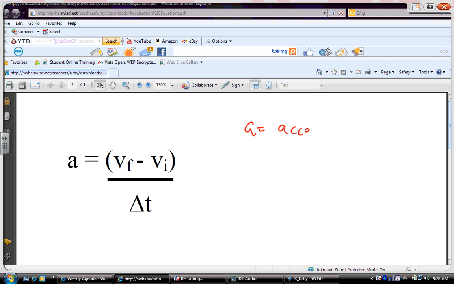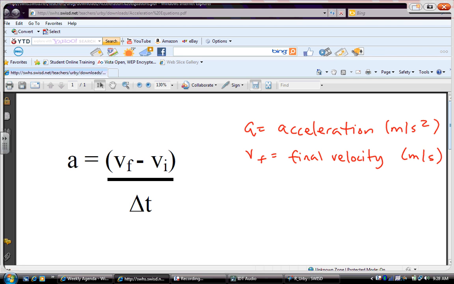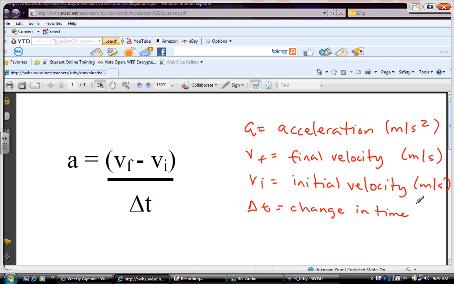A is for acceleration, and the units for acceleration are meters per second squared. The VF is for final velocity, so go ahead and write that in, final velocity. And the units for that are meters per second. The VI here stands for initial velocity. Units again are meters per second. And then the change in T here, remember this triangle stands for change in, delta, is the change in time, and that's measured in seconds.